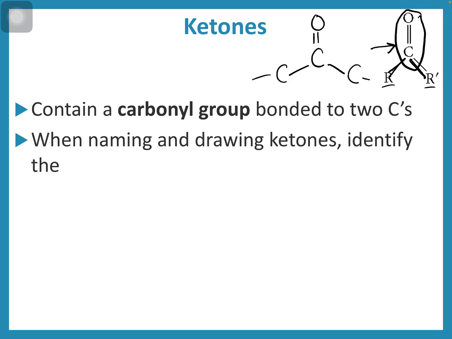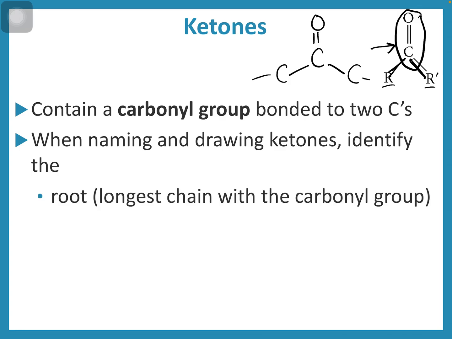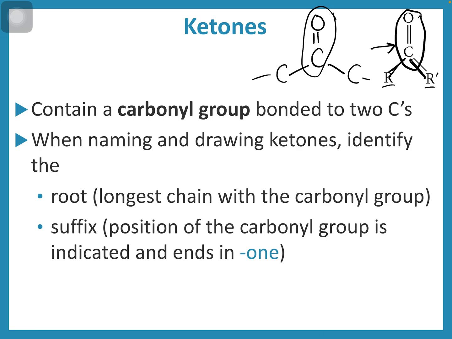In terms of naming and drawing ketones, we're going to identify the root, whatever the longest chain is that has the carbonyl group in there. Then the suffix, we're going to use that to give us the position of the ketone, what carbon it is off of, and we're going to change the ending. We're going to chop off the E and add ONE. So for example, on a 4 carbon chain, butane, we're going to change that to butanone. We're going to get rid of the E from the butane and replace it with ONE.